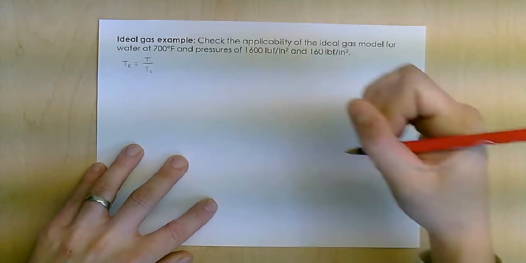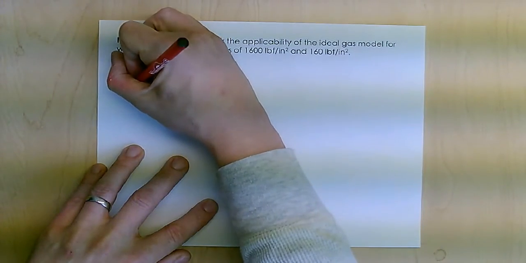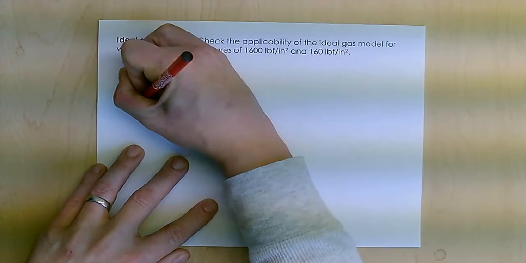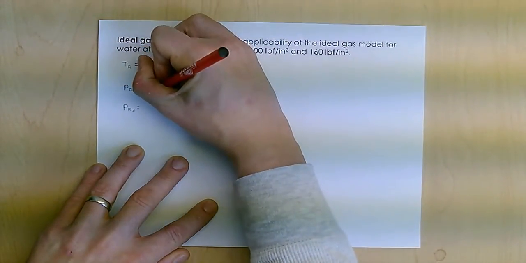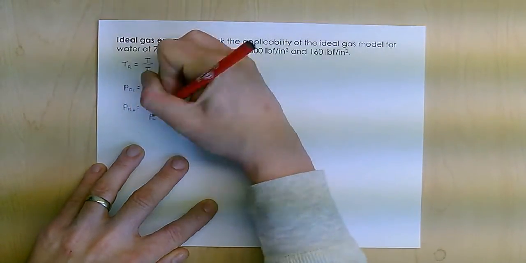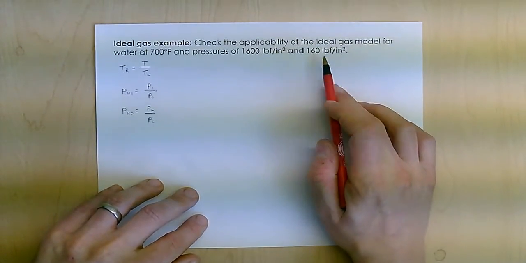by my critical temperature. I will also need my relative pressures. So I have PR1 and I have PR2, right? And this is going to basically be P1 over the critical pressure and P2 over the critical pressure, so the 1600 and the 160.